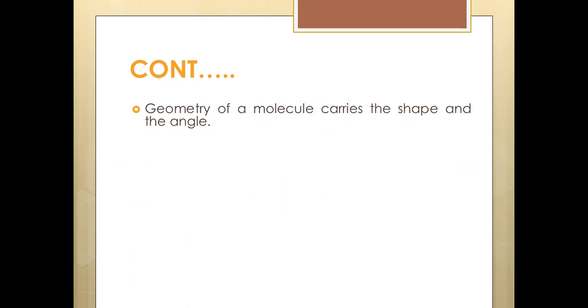If you have two repulsion units, we say it has a linear geometry. When you go for three repulsion units, that carries 120 degrees, which is trigonal planar. When you go for tetrahedral, that has 109 degrees, with four repulsion units. Likewise, trigonal bipyramidal and octahedral.